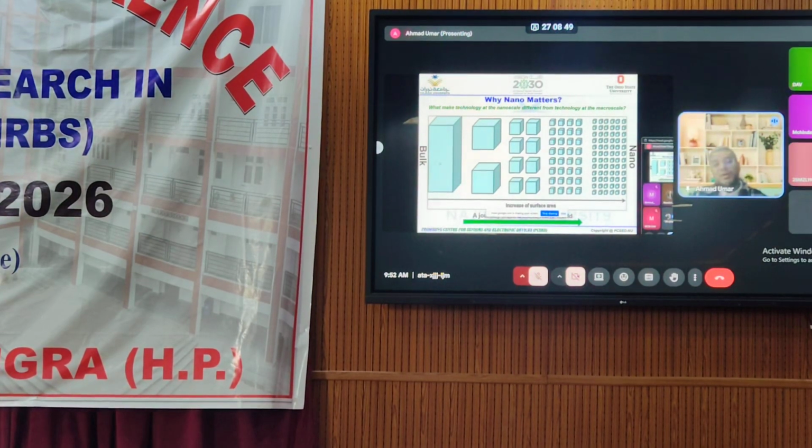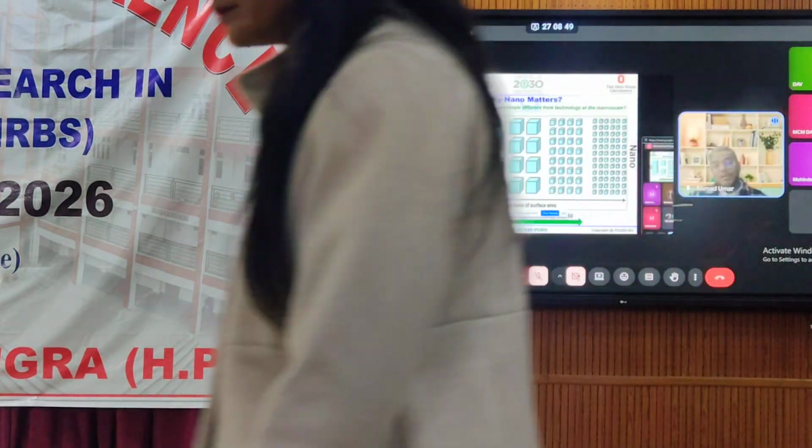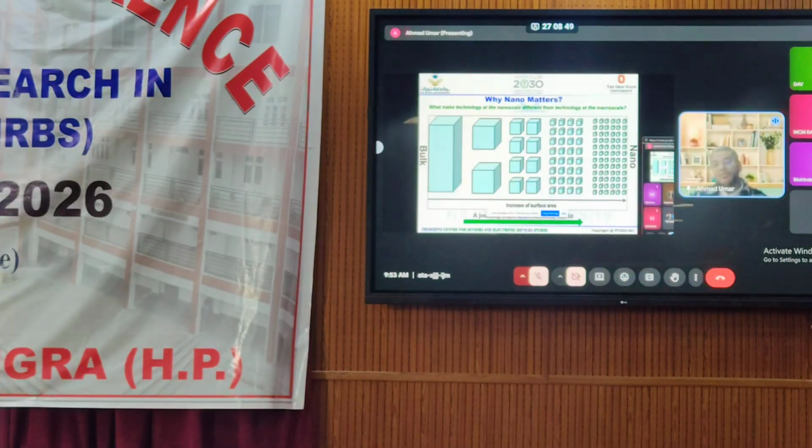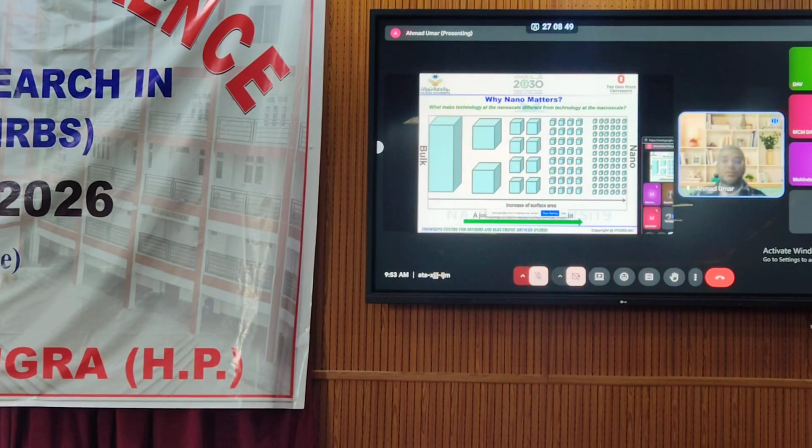For example, we have one bulk material and we divide it into nano size. The amount of material is the same, but we get a very high surface to volume ratio. This high surface to volume ratio sometimes changes the properties of the material completely from their bulk counterparts. So this is the beauty of nano. One of the most important characteristics of nano is the high surface to volume ratio.